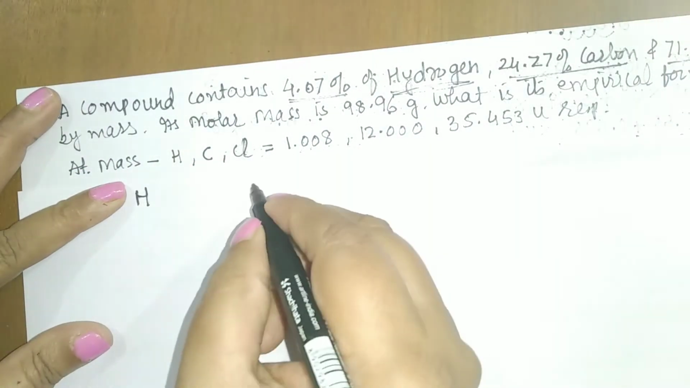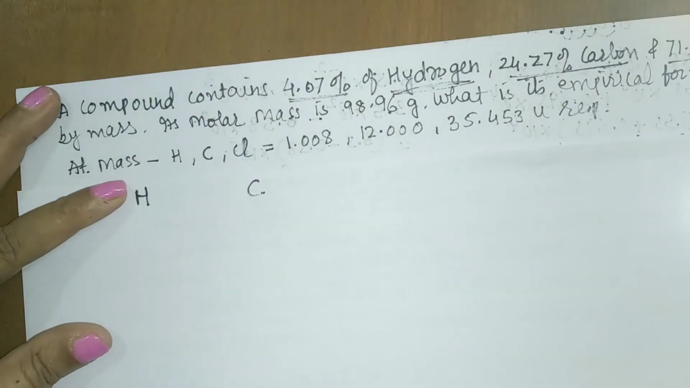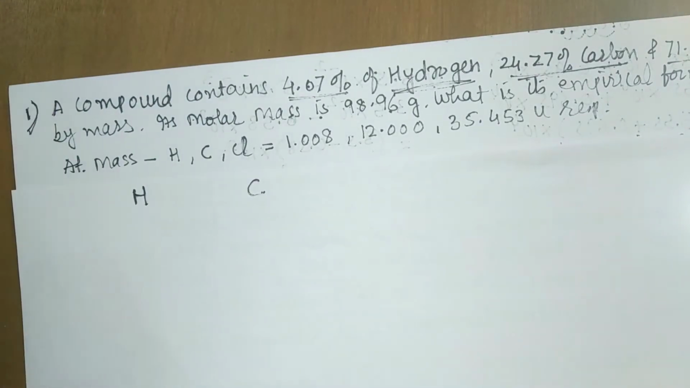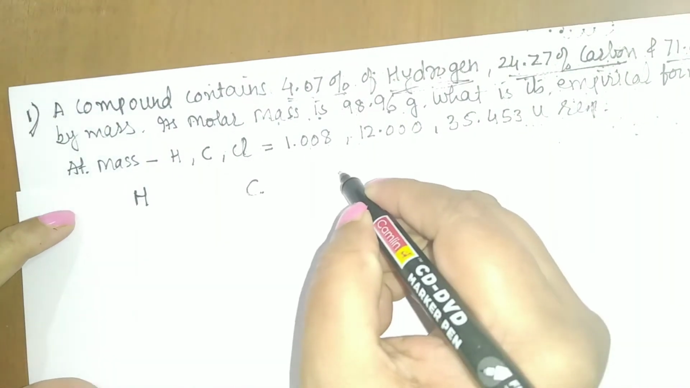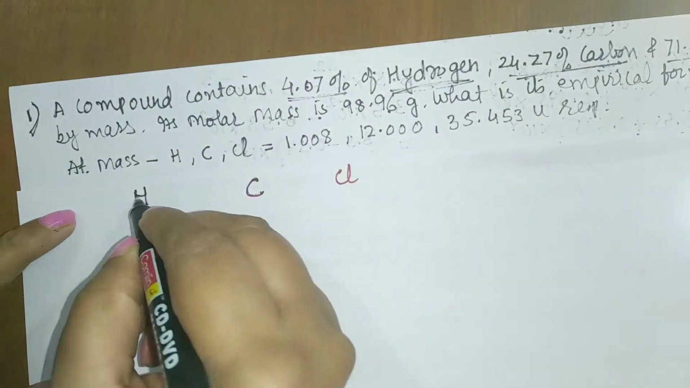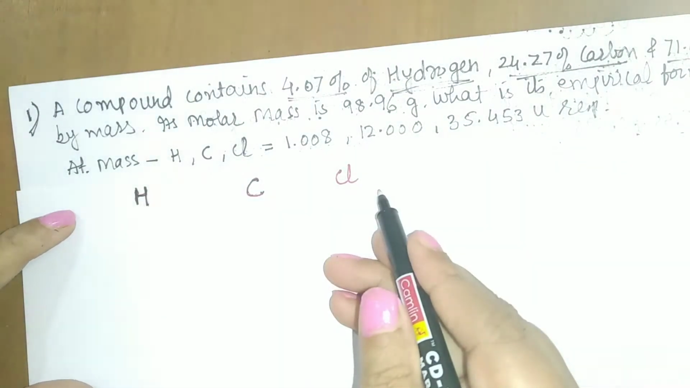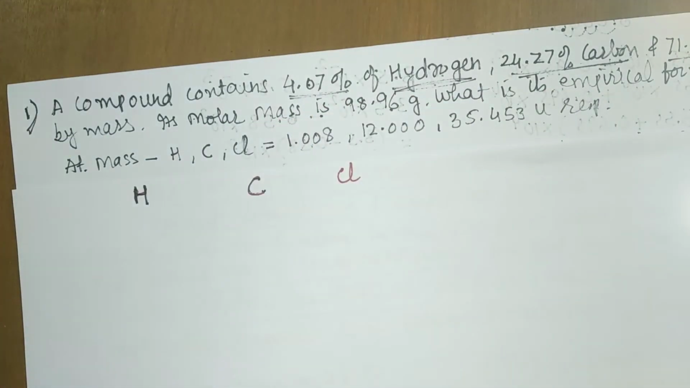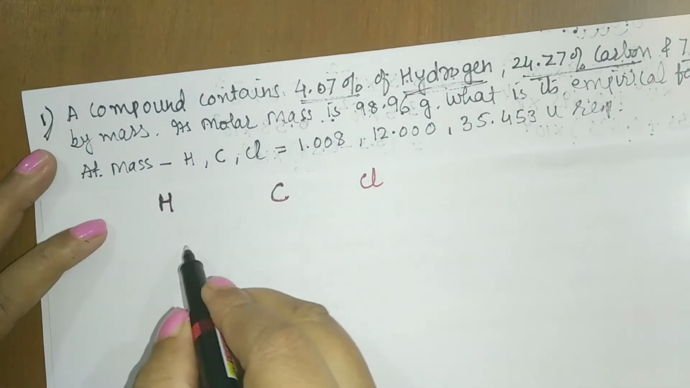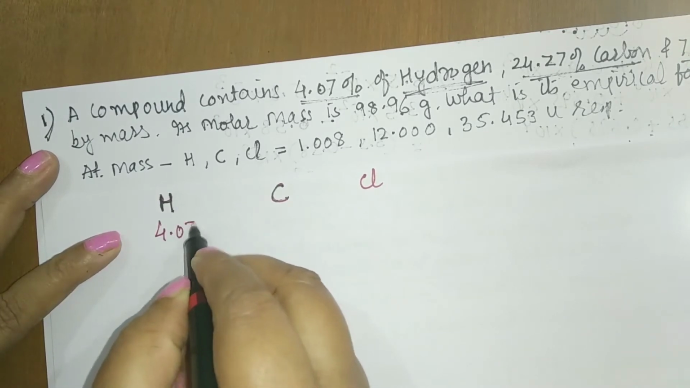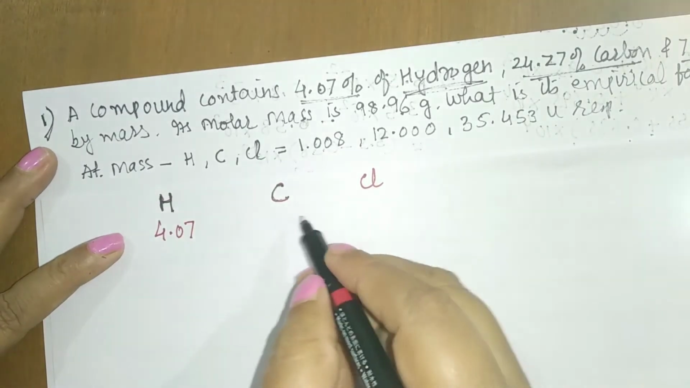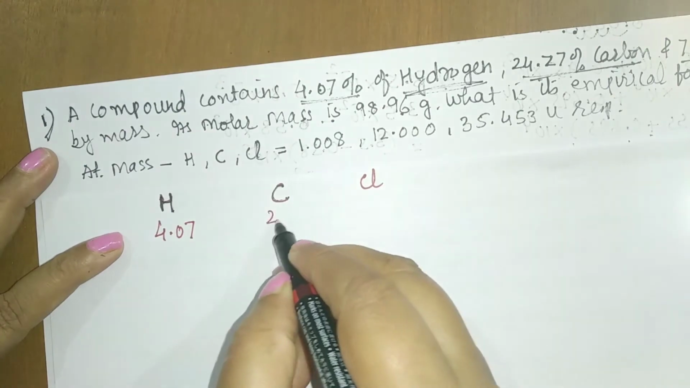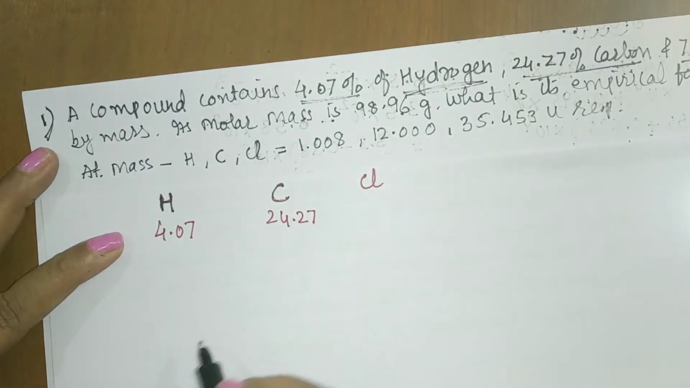Second is carbon. Next is chlorine. So you have hydrogen, carbon, chlorine. Let us write all the percent which is given here. So I will write this. Hydrogen is 4.07. Carbon is 24.27.